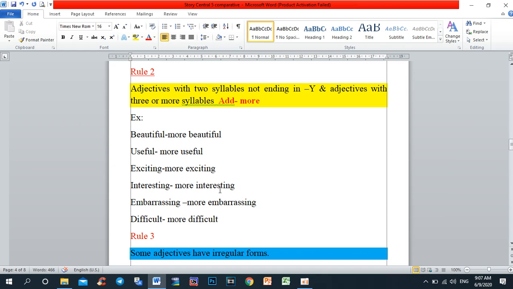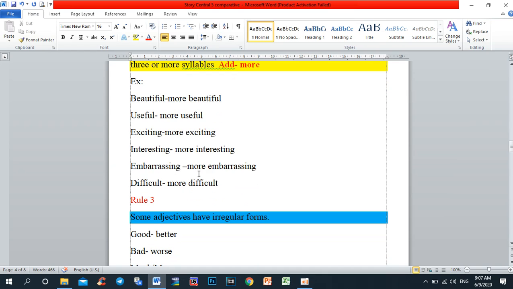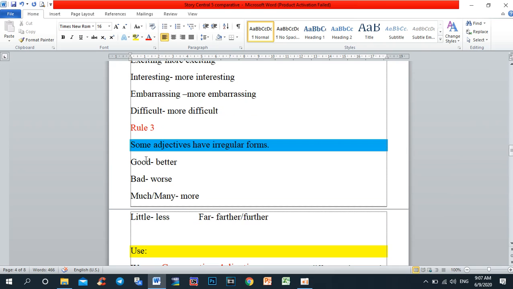Interesting, more interesting. Embarrassing, more embarrassing. Difficult, more difficult. Okay. And rule number 3, some adjectives have an irregular form.